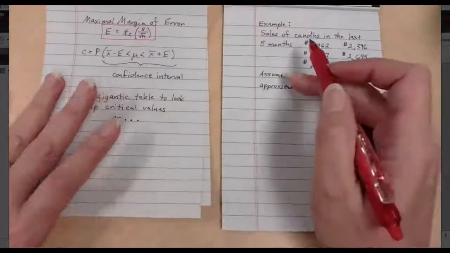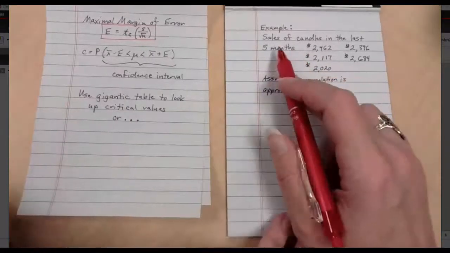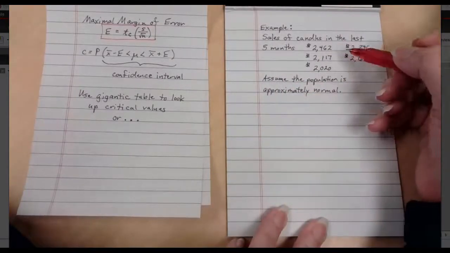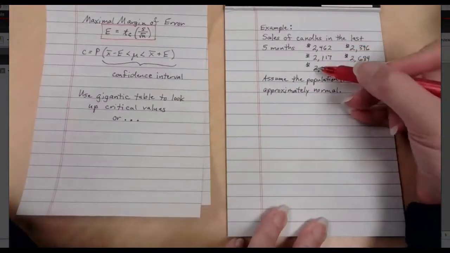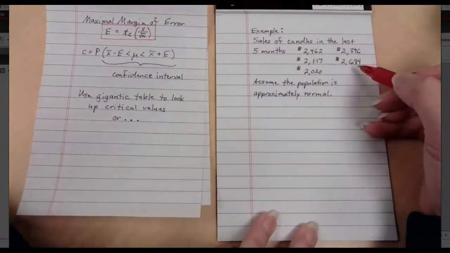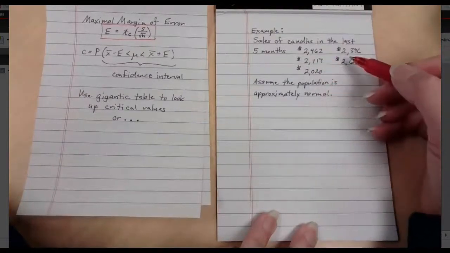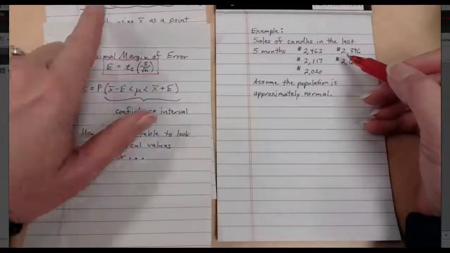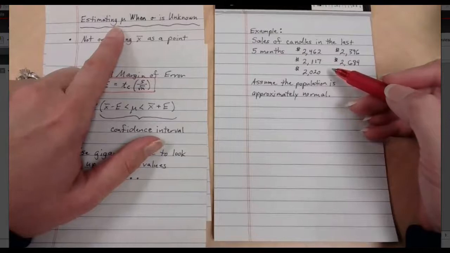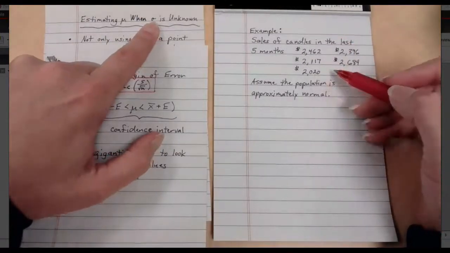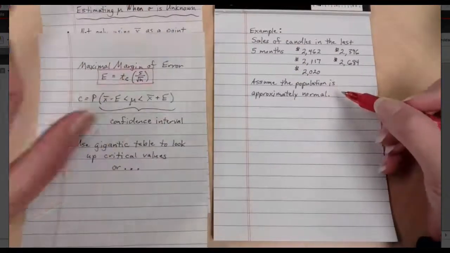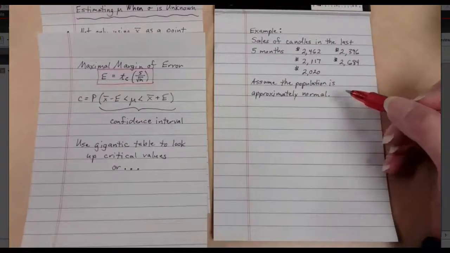I've got a candle company that I made up. It's kind of a small candle company, but these are their sales for the last 5 months. All right, so $2,462, $2,117, 2020 because it's just that kind of year, $2,396 and $2,684. So this is sales over the last 5 months. Based on what we are looking at here, we do not know the mean amount of sales per month, and we also don't know the standard deviation for all the sales that have ever taken place for this company. I am going to say that we are assuming the population is approximately normal.